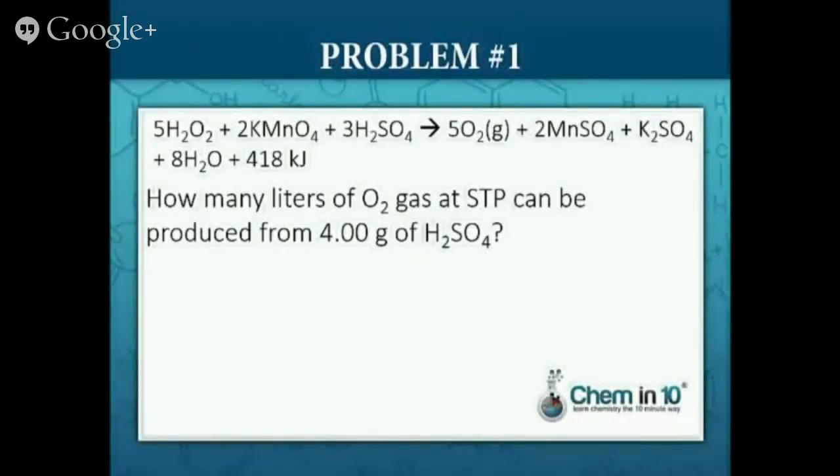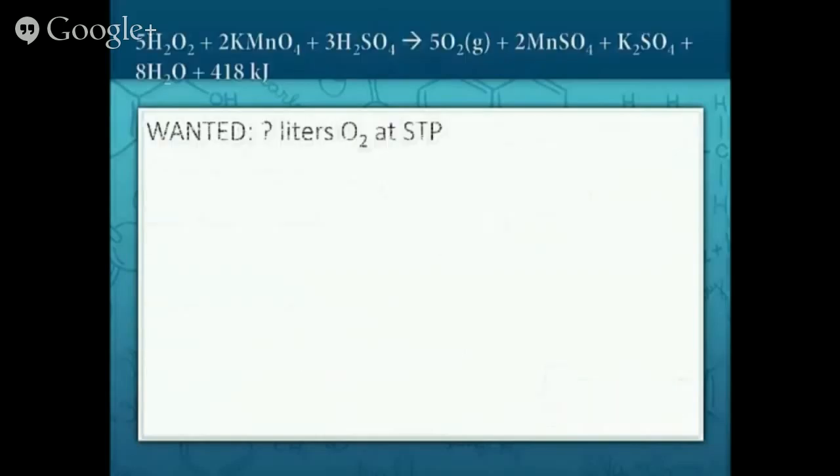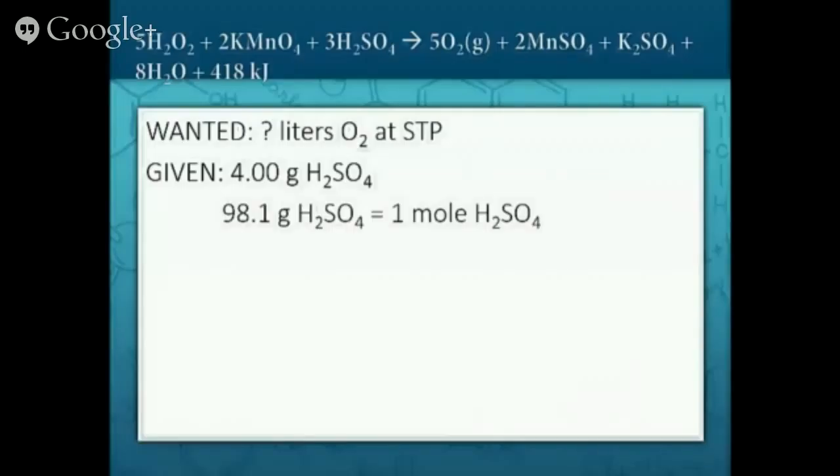So we want to figure out how many liters of oxygen, that's our wanted, and we're given 4 grams of sulfuric acid. So we need to go from 4 grams of sulfuric acid to liters of oxygen gas. To solve this problem, remember that we're going to have to convert everything to moles. So if we have 4 grams of sulfuric acid, we're going to have to convert that to moles of sulfuric acid. And to do that, we need the molar mass of sulfuric acid, which we get from the periodic table to be 98.1 grams per mole.